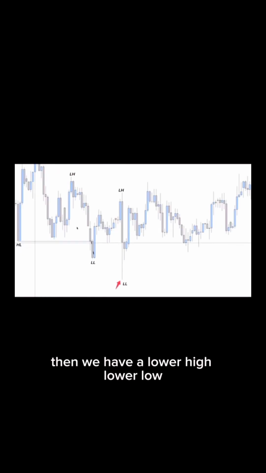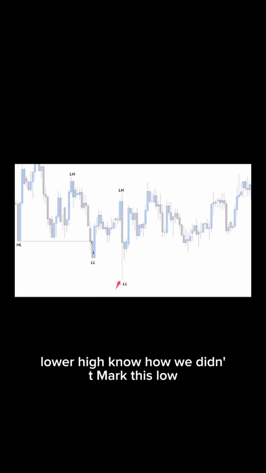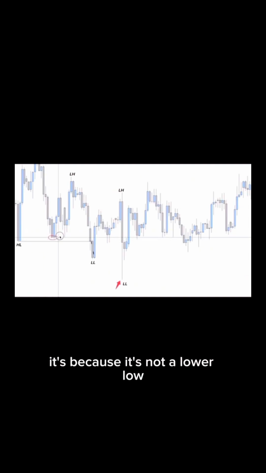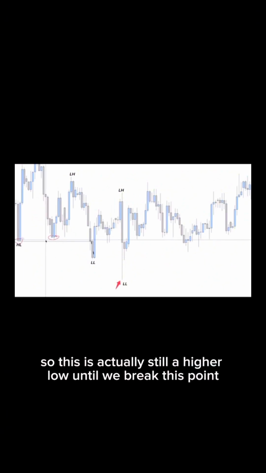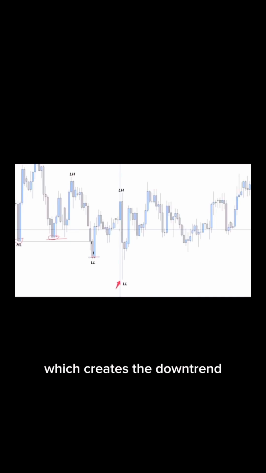Then we have a lower high, lower low, lower high. How come we didn't mark this low? It's because it's not a lower low. This low was lower. So this is actually still a higher low until we break this point, which creates the downtrend.